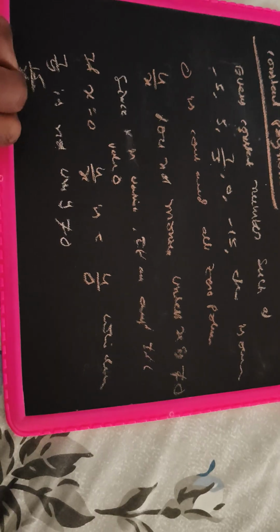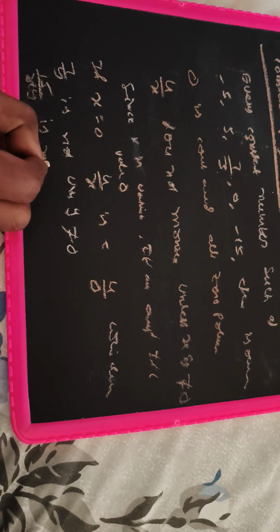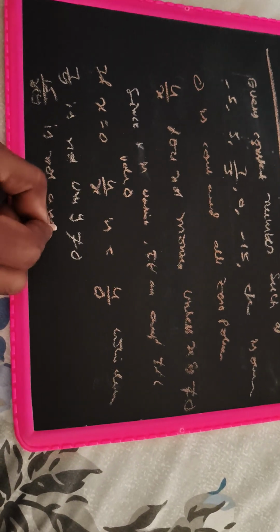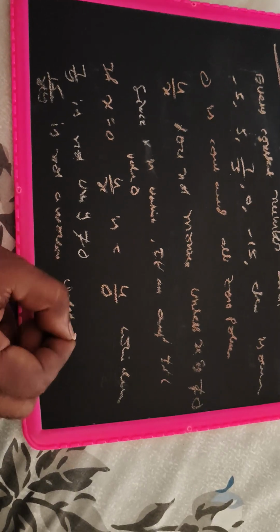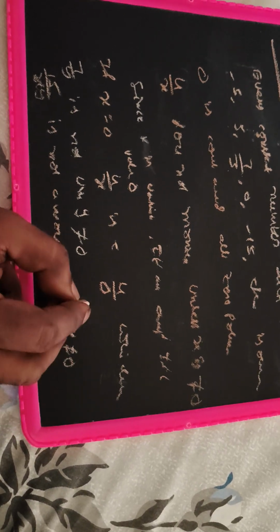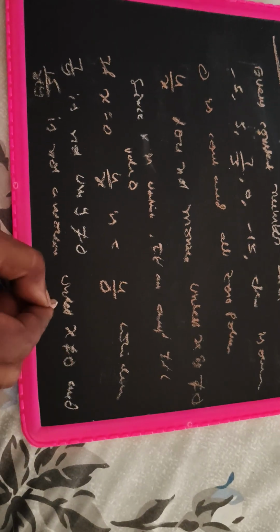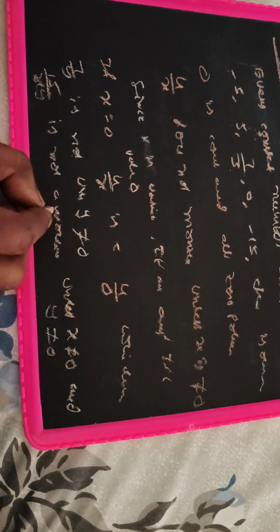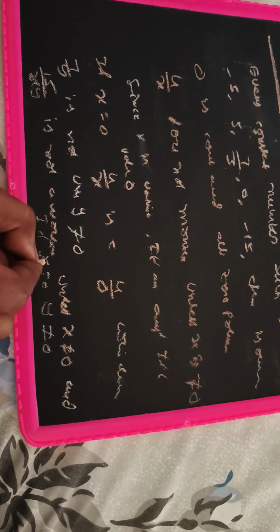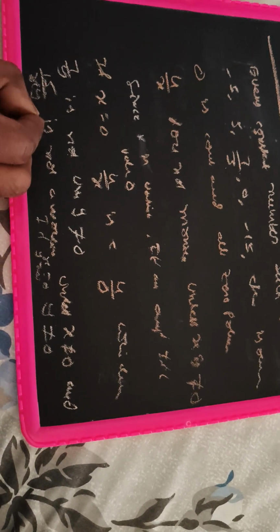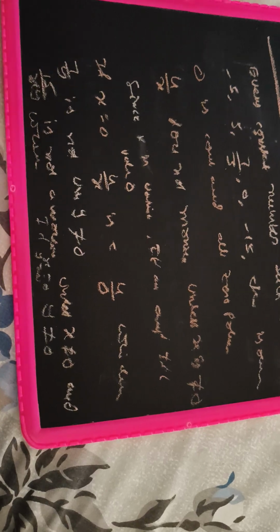15 by xy is not a monomial unless x is not equal to 0 and y is not equal to 0. If x is equal to 0 and y is equal to 0, it is not defined.